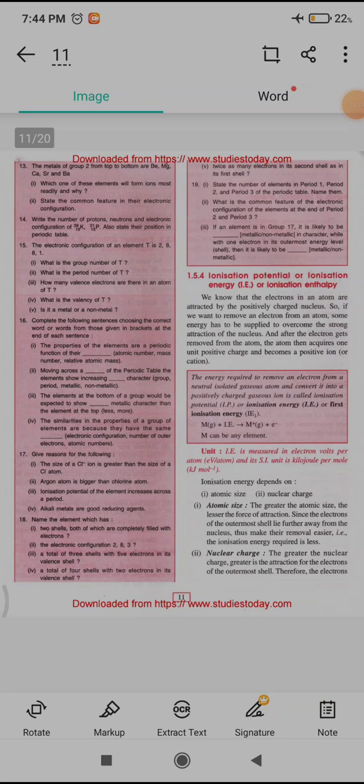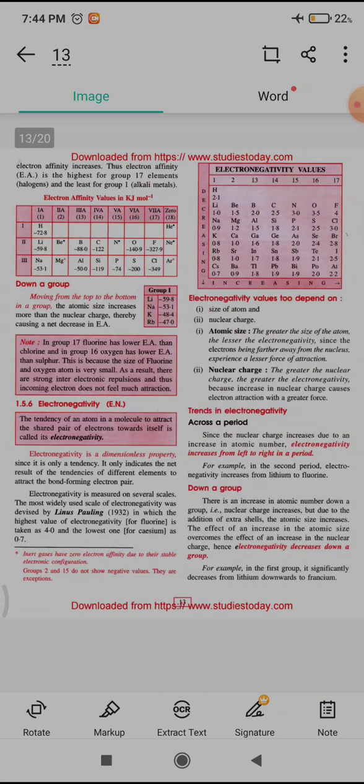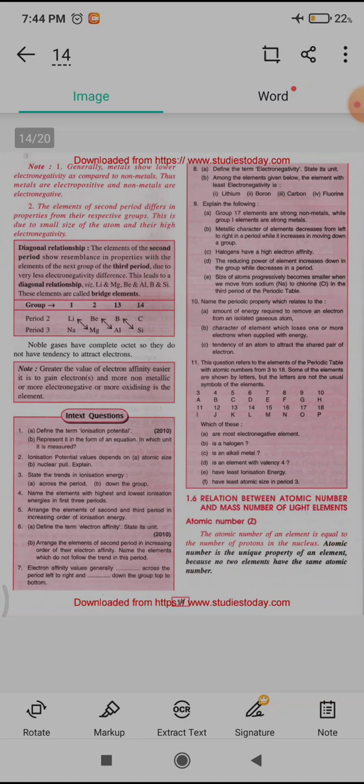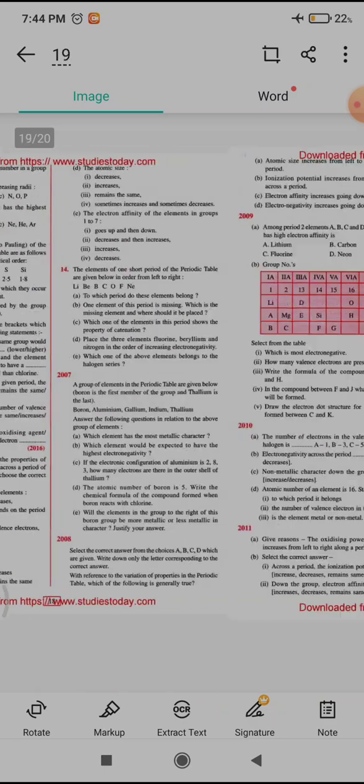Next time, I think 3 properties are left: ionization potential, electron affinity and electronegativity, this much only, and we'll read atomic number, which you must know. After that this chapter will be covered.